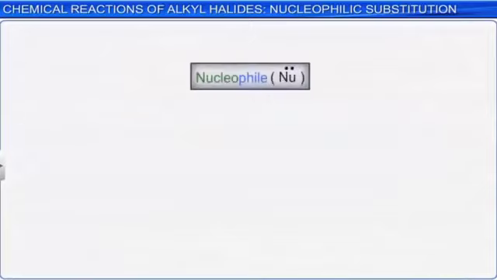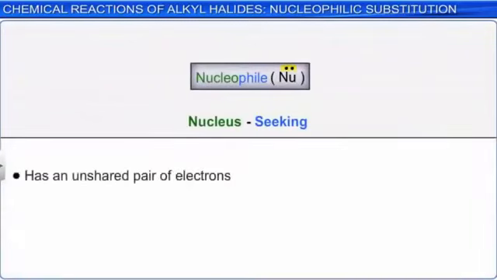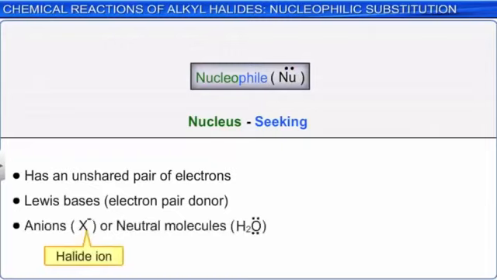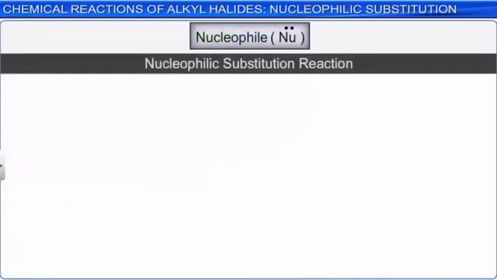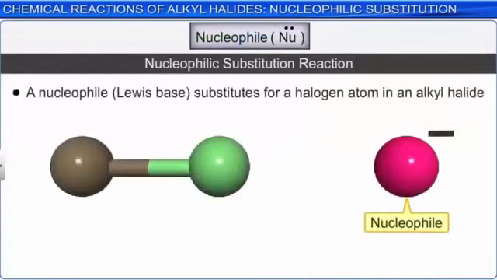The word nucleophile means nucleus seeking. Essentially, a nucleophile has an unshared pair of electrons, and it can use these electrons to make a covalent bond. Nucleophiles can be thought of as Lewis bases or electron pair donors. Nucleophiles may be anions or neutral molecules. In nucleophilic substitution reactions, a nucleophile or a Lewis base substitutes for a halogen atom in an alkyl halide.